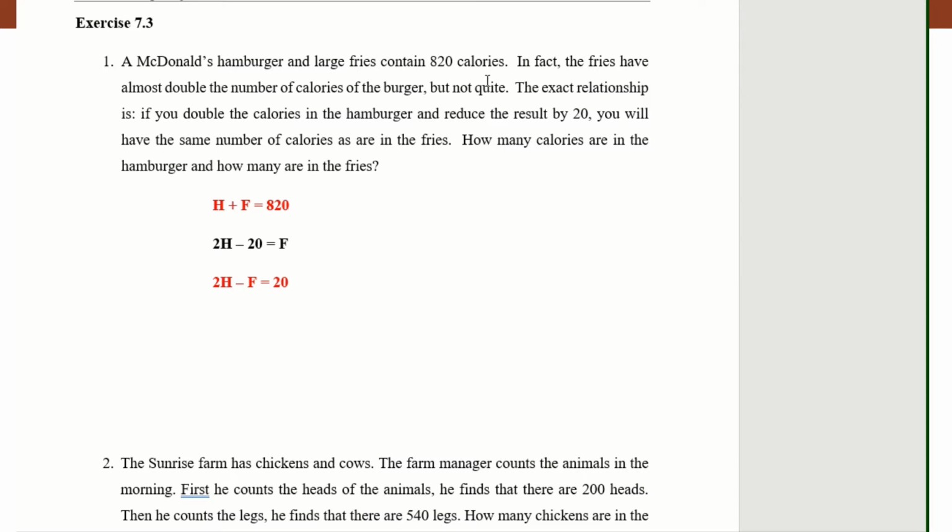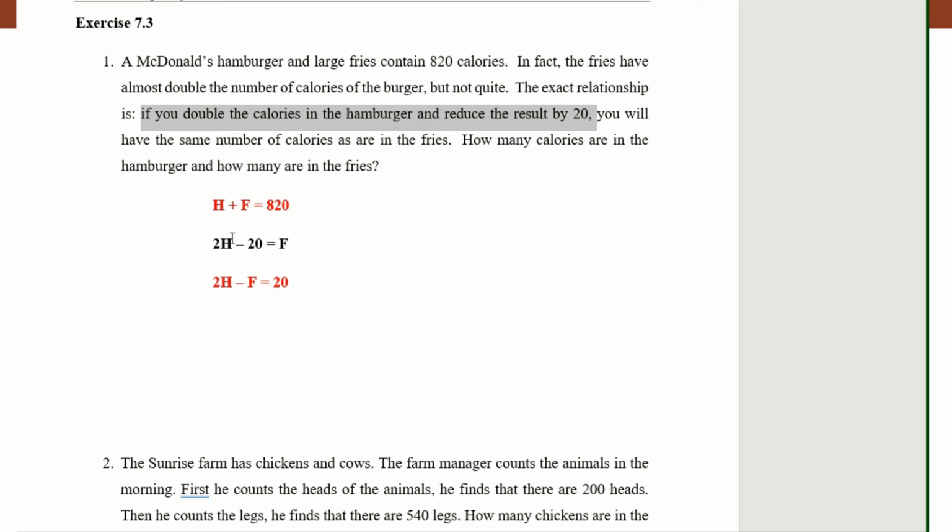A McDonald's hamburger and fries contain 820 calories. So H plus F is 820. In fact, the fries have almost double the number of calories of the burger, but not quite. So the exact relationship is, if you double the calories in the hamburger, so that's 2H, reduced by 20 equals F. Now, if you want to put it in the calculator, it has to follow the right format. If this is H and F, this must be H and F also. Then you can plug it in the calculator and immediately get the answer.